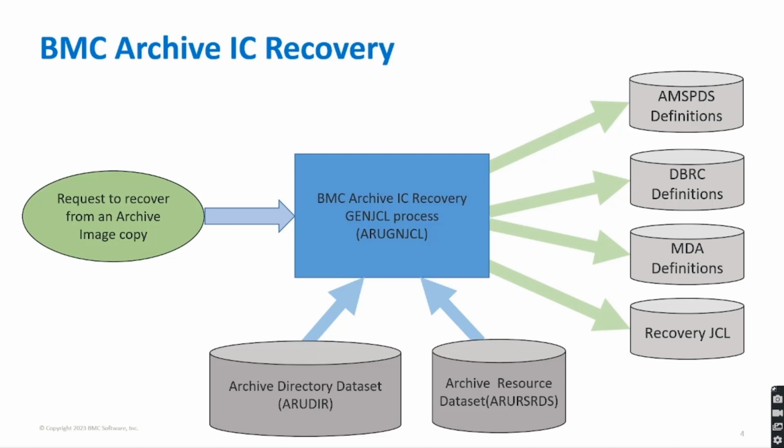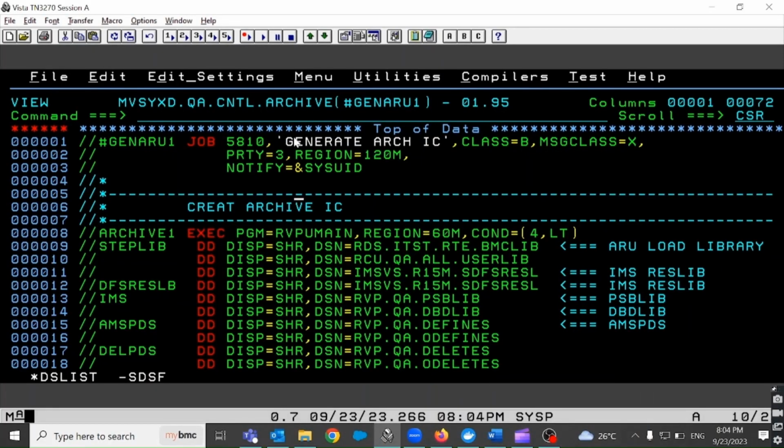Review and submit the JCL generated by Gen JCL process to generate all the required artifacts. Thus, you are able to generate all the artifacts required for recovering archive image copy taken in the past. Now we will demonstrate how to create archive image copy and how to recover the same. In the process, you will also see how it can build test environment for you.